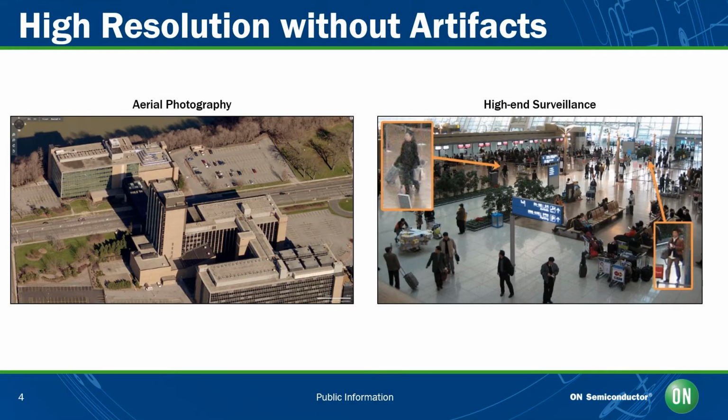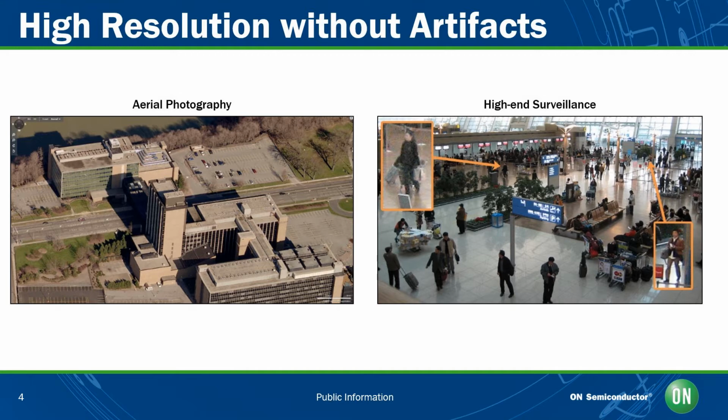Other examples of this type of high-resolution imaging are aerial photography, where additional resolution in the camera provides higher detail in the final image, and high-end surveillance, where high resolution allows a broad scene to be captured at a level of detail that allows any portion of the scene to be enlarged to reveal critical information.